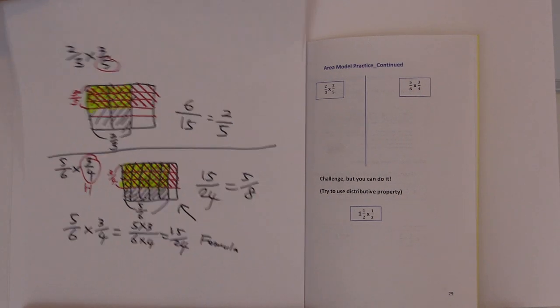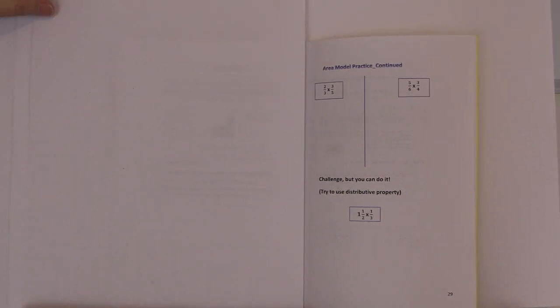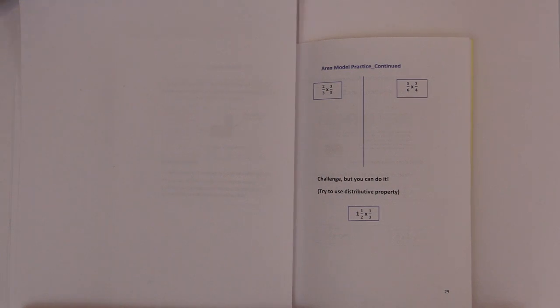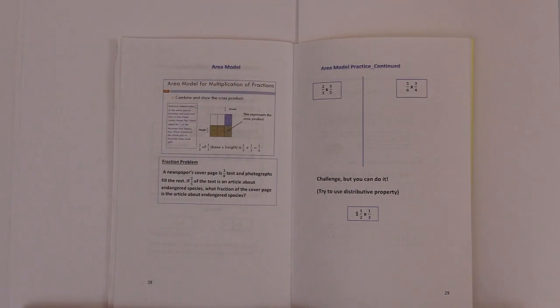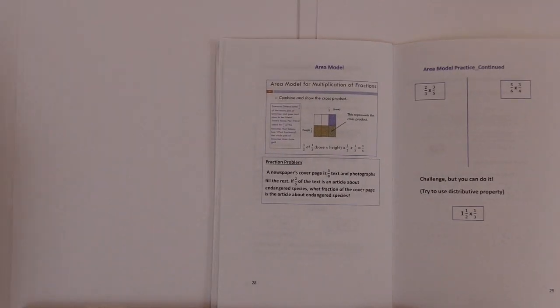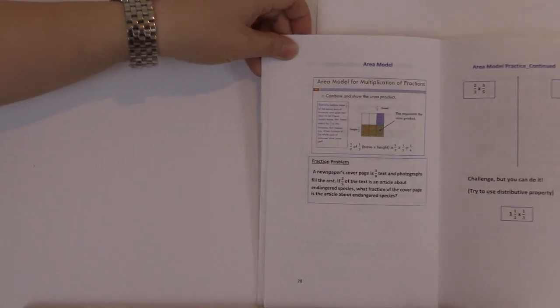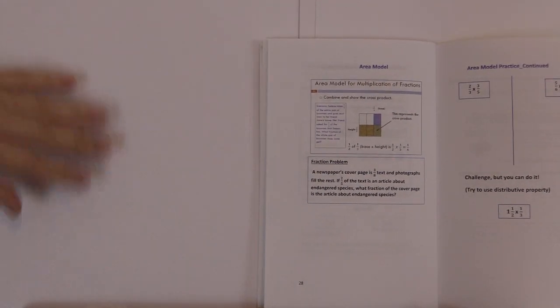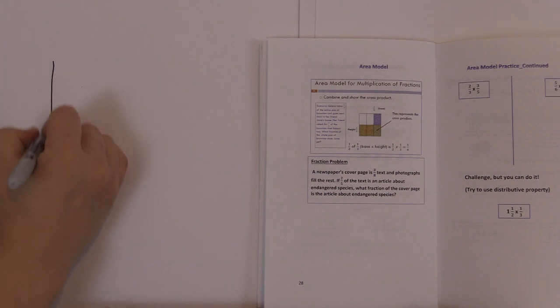Let's do the problem here. Your page 28. The problem here. Newspaper's cover page is 3/8 text and photographs fill the rest. If 2/5 of the text is an article about endangered species, what fraction of the cover page is the article about endangered species? So imagine in your head, this is the newspaper. This is the newspaper, 1 by 1 page.